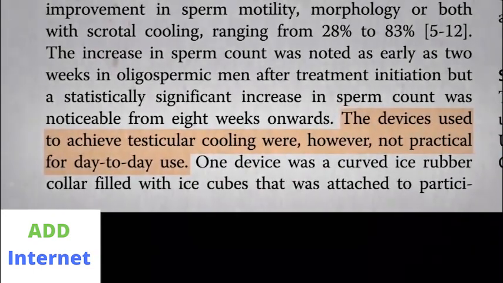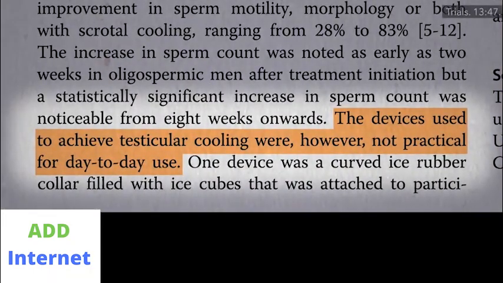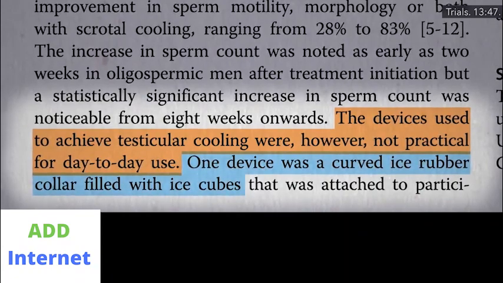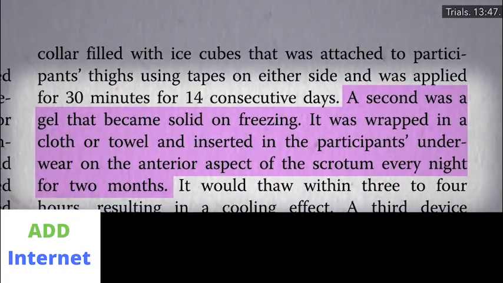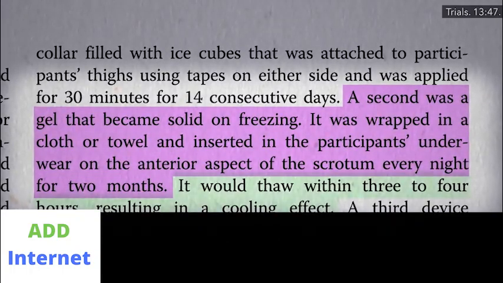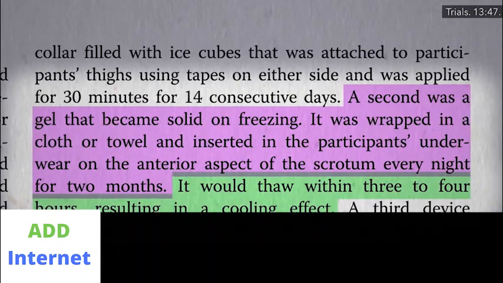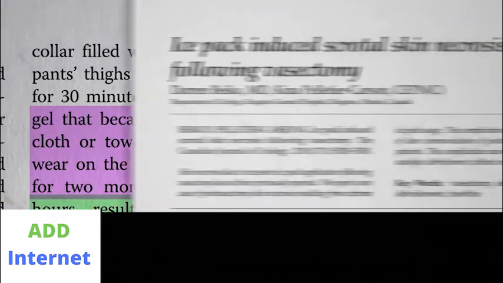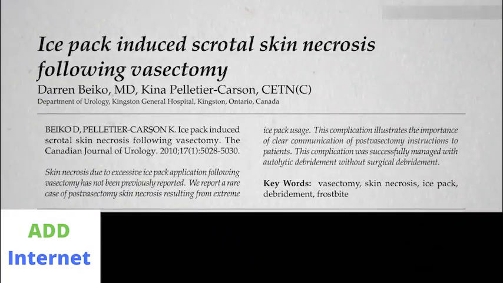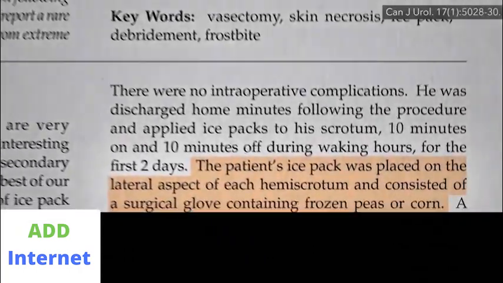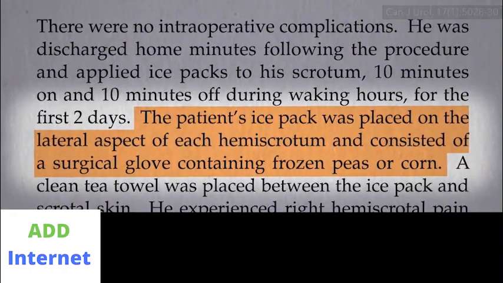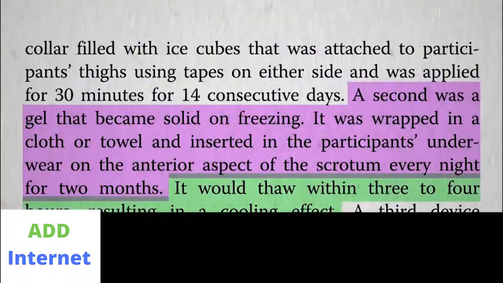It seems the devices currently on the market are not so practical day to day. There's the curved rubber collar filled with ice cubes. Another was just like a freezer gel pack inserted into the guy's underwear every night. Not to worry, though, it thaws in 3 to 4 hours tops. Holy snowballs, Batman. Do not, I repeat, do not put an ice pack on your scrotum. A few frozen peas and carrots and you can frostbite yourself. See, sometimes even vegetables can be bad for you.